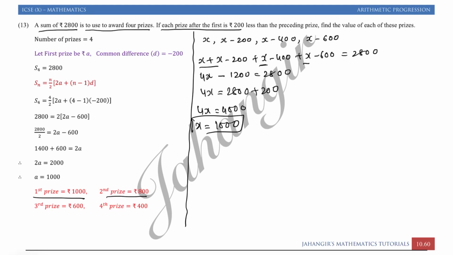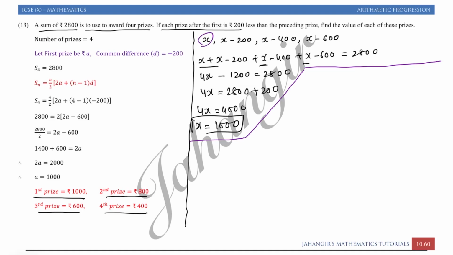Second price is 200 less. Third price again 200 is less, and fourth price again 200 is less. This method is quite simple, but here we had not at all used the concept of arithmetic progression. Since we are doing AP chapter, we have to use that concept to solve this type of question. So let us see how we can use the concept of arithmetic progression.